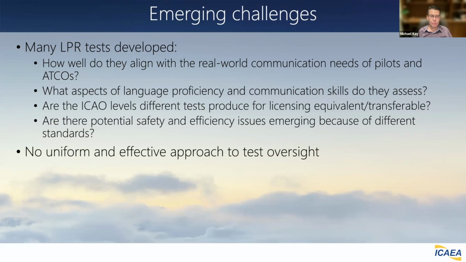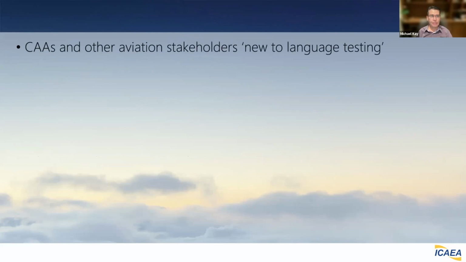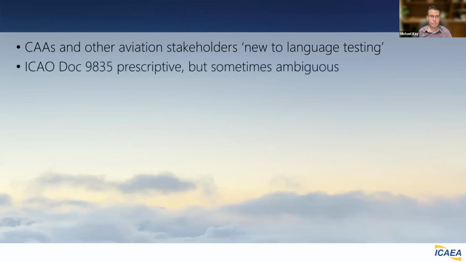And at the moment, there's still no uniform and effective approach to oversight. Remember, that sits with the CAAs. CAAs and other stakeholders are basically new to this field of language testing. It might sound like it's been around for 15, 20 years, but they're still relatively new to this field. And they tend to rely on ICAO document 9835, that manual I referred to earlier, almost like a text that cannot be changed, very prescriptive, even though sometimes it's just intended to be guidelines and there are sometimes ambiguities in that text. We'll have a look at one in a minute.